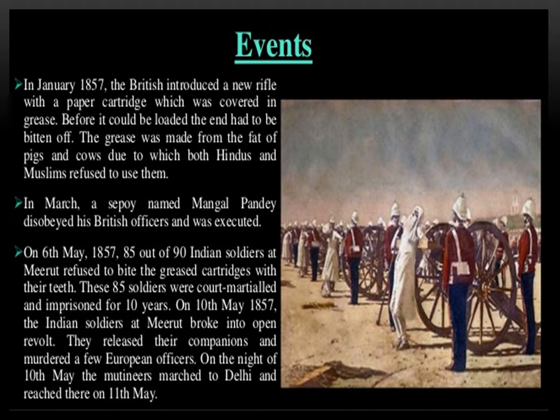Meerut was sacked and British officers and other Europeans were put to death. That was the action taken by the Indians. Then the soldiers marched to Delhi and captured it. So the Indian soldiers even captured Delhi. The Mughal Emperor Bahadur Shah too became the unifying symbol for the uprising, winning the support of both Muslims and Hindus.